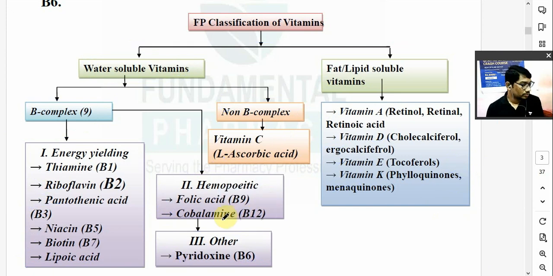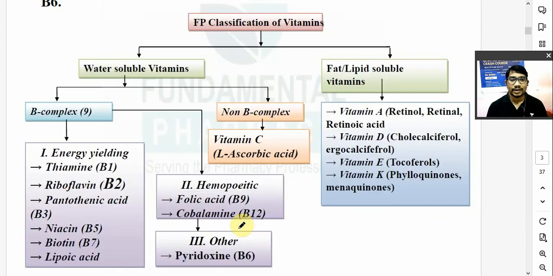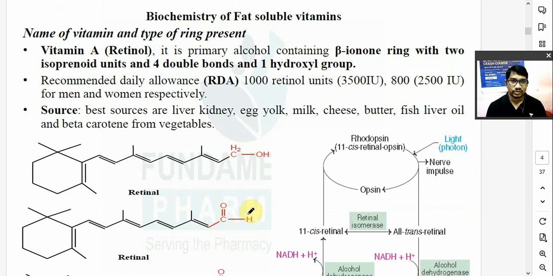What ring does it contain? Remember, it is the beta ionone ring. This is an important question: the beta ionone ring, with 2 isoprenoid units and 4 double bonds with 1 hydroxyl group. So you can see the structure of retinol over here. This ring is known as the beta ionone ring.